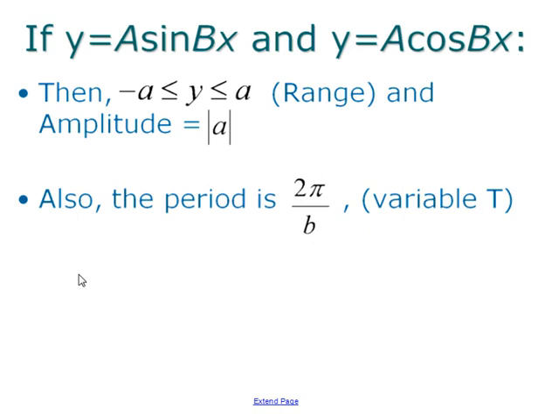So here's how you find some values for when you're trying to graph. The period is 2 pi divided by b, where you see b is the number being multiplied by the x in both of these equations. And the amplitude is the number that's being multiplied to the sine or the cosine function. So it's the number that's being multiplied here in the front.